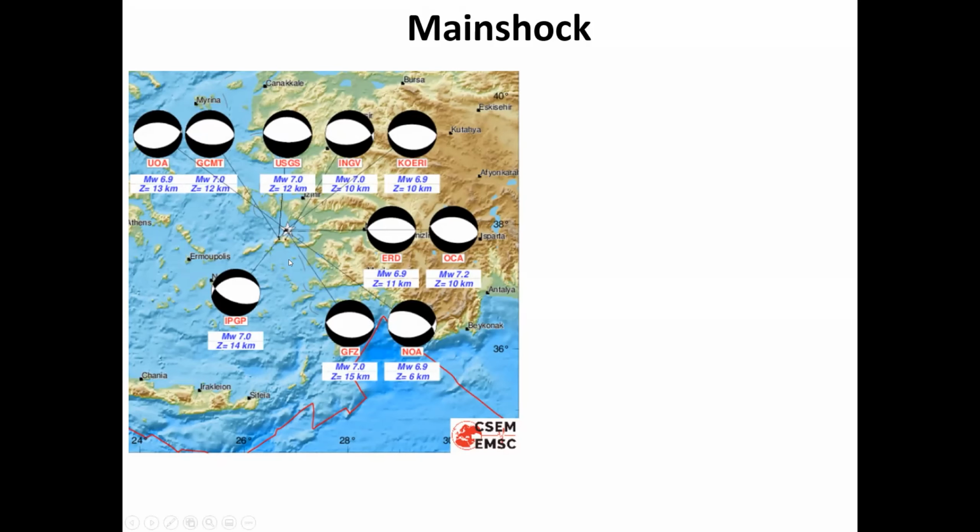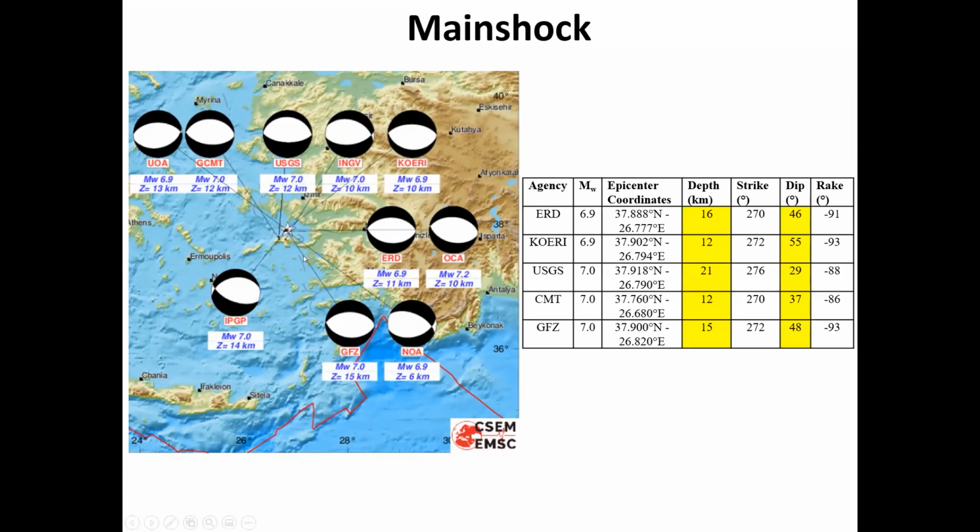What you're seeing here are the focal mechanism solutions published by different institutes after the earthquake. As you can see, earthquake magnitudes are between 6.9 and 7.2, with a median value of 7. There is very small variability between the different solutions, and the epicenters, although distributed over a very wide area, which is typical for the accuracy of these things, show essentially no differences. So the moment magnitude of this earthquake is clearly 7.